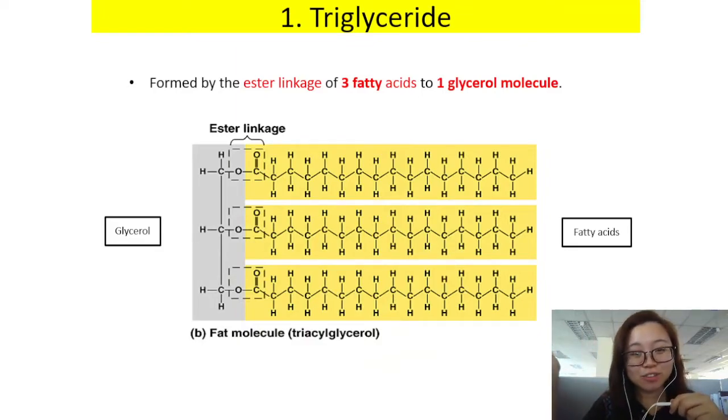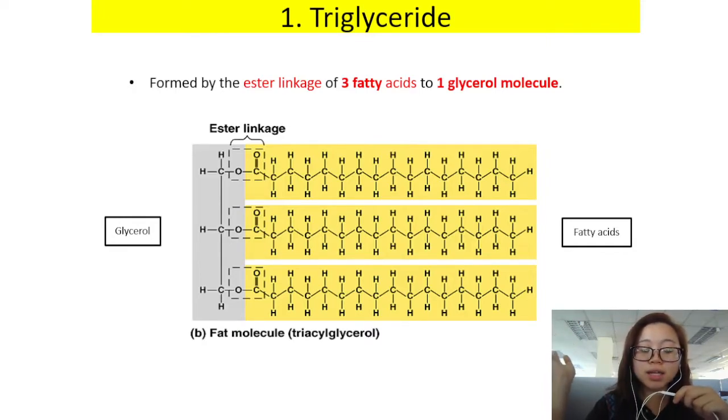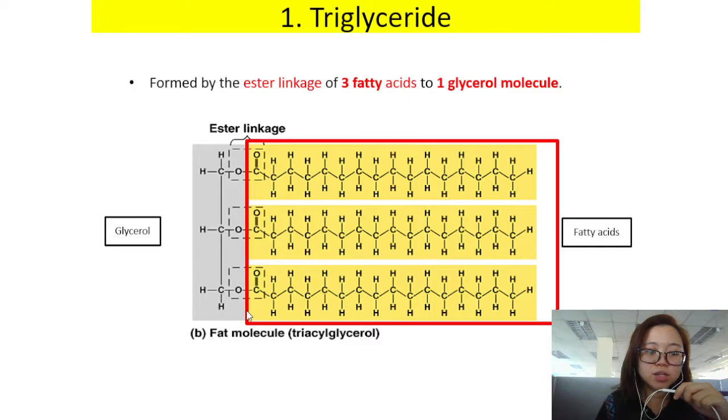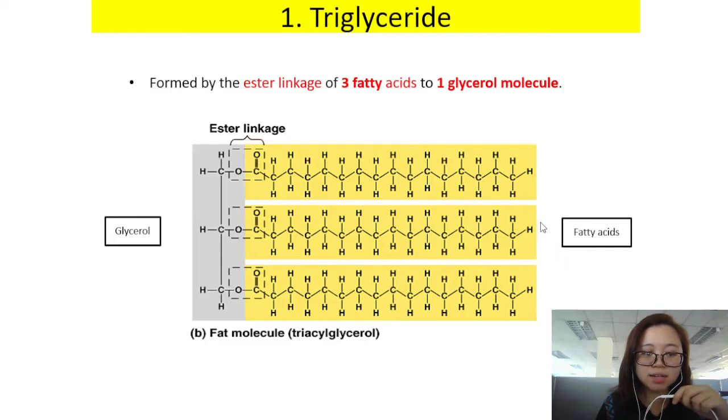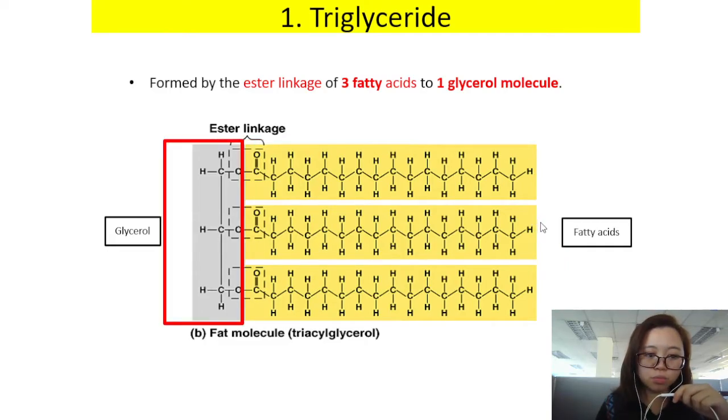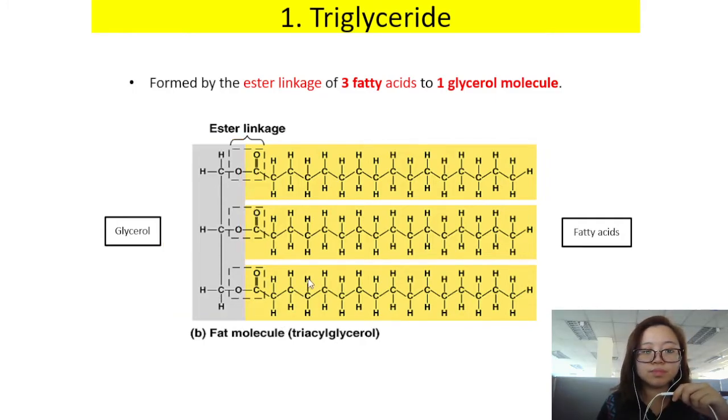Let's look at the first type of lipid, which is triglyceride. Triglycerides are formed by the ester linkage of 3 fatty acids to 1 glycerol molecule. You can see here there are 3 fatty acids, each of these yellow boxes is 1 fatty acid, and 1 glycerol molecule, which is this gray block over here, made of 3 carbons. They are held together by ester linkage. What you see as O, C double bond O is the ester linkage.